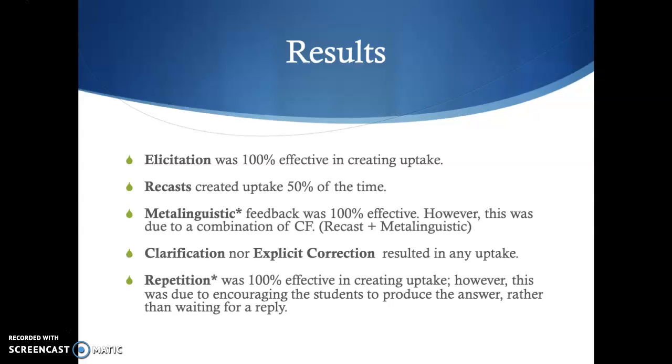It was 100% effective. However, this was due to the teacher repeating the erroneous utterance and then writing it on the board and asking where should the be verb go, and actually drawing. After the student said it, the teacher drew where it is supposed to go within the sentence. But the students did repeat the answer before the teacher actually drew the arrow. And then neither clarification nor explicit correction resulted in any uptake.